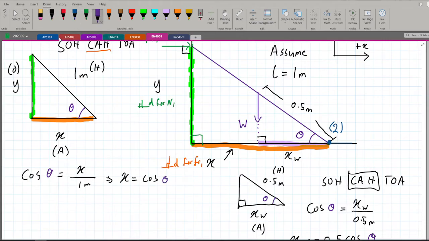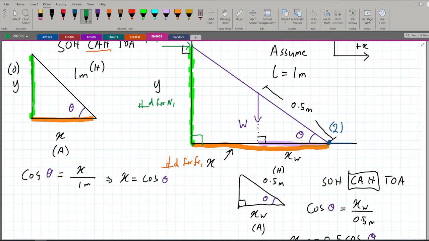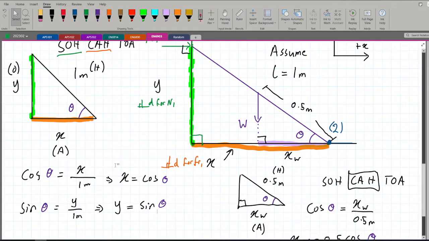Same thing again for y. If we look at y here, y is opposite, and we have the hypotenuse, so we need opposite and hypotenuse, which is the SOH part. So sine of theta is equal to y, the opposite, over the hypotenuse, which is 1 meter. So in other words, y is going to be equal to sine theta. Okay, and now we have determined the perpendicular distance for all of them.